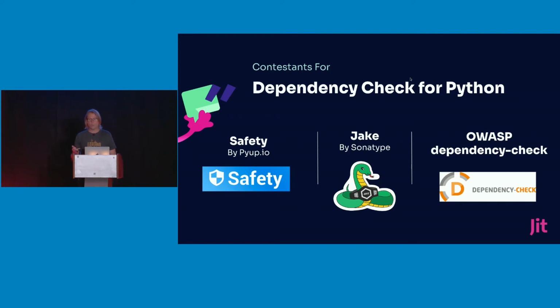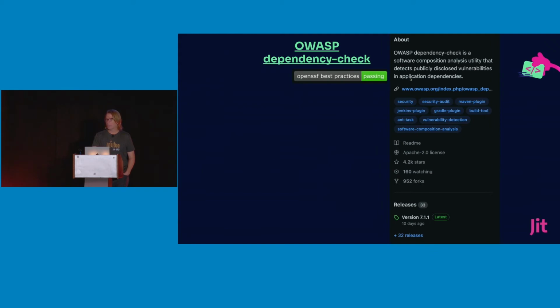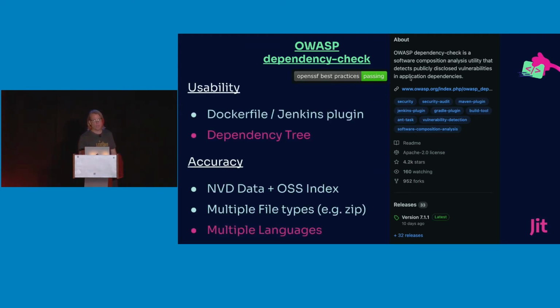And we chose OWASP dependency check for Python. And a couple reasons why, and to kind of go through the process. From a reliability and scalability perspective, it had all the stars, the watchers, the forks, so that, from the restaurant reviews perspective, we felt really good about OWASP dependency check for Python. From a usability perspective, there were a lot of options that we saw.